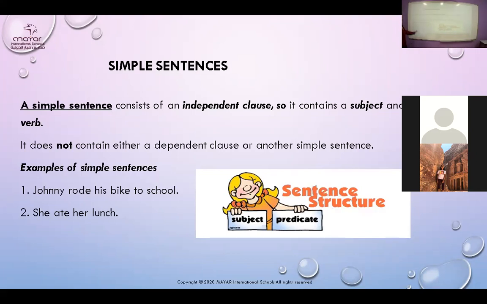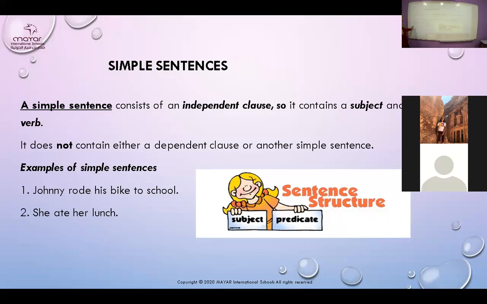Number one, Johnny rode his bike to school. Here I have one idea, one verb, one subject, and one clause, one independent clause. Johnny rode his bike to school. This sentence makes sense. It has an idea. If you say this sentence in front of anyone, he will understand what you are talking about, because there is an idea here.